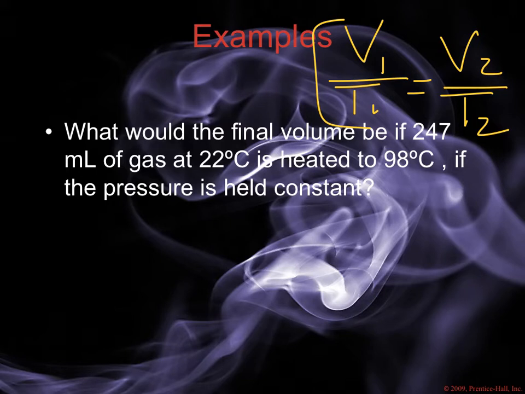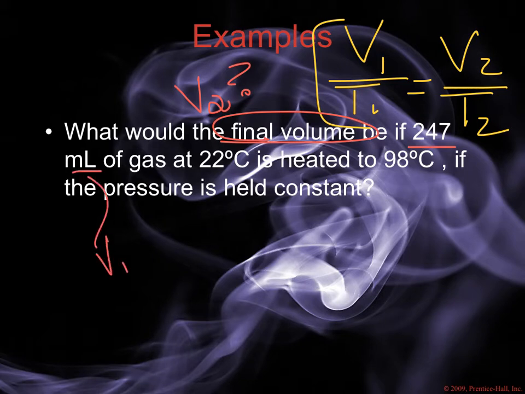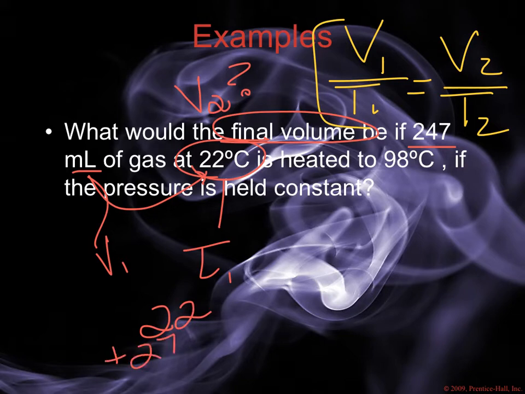So I like to go through the problem and assign what V1, T1 is. And let's see, they're asking us to solve for V2. They're asking what would the final volume be. And here's the first volume, 247 milliliters. We're going to call that V1. And the temperature that goes with V1 is 22 degrees, so we're going to call that T1. And right now, so I don't forget, I'm going to convert that to Kelvin. Anytime I have Celsius, I'm going to add 273 to it. So my Kelvin temp is 295. That's considered room temperature, by the way.